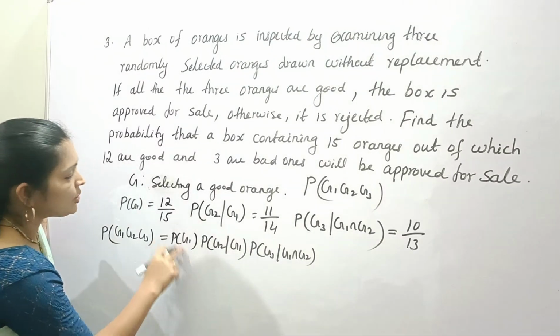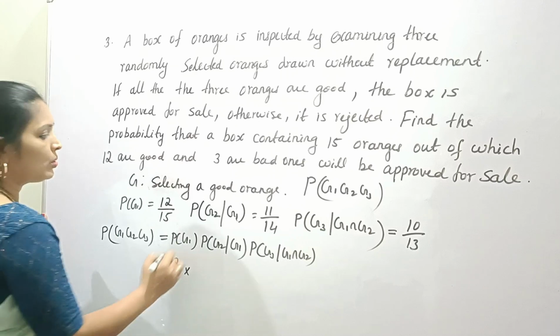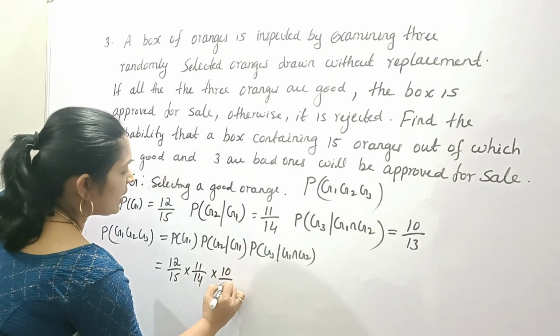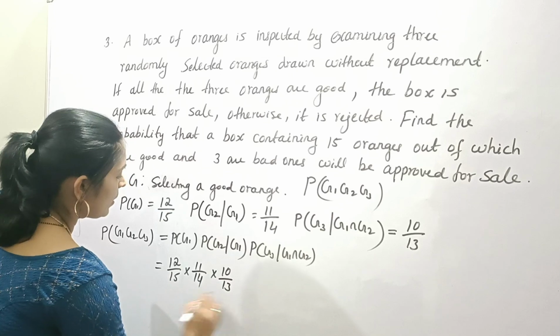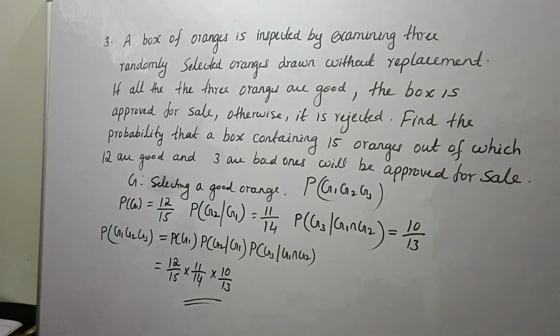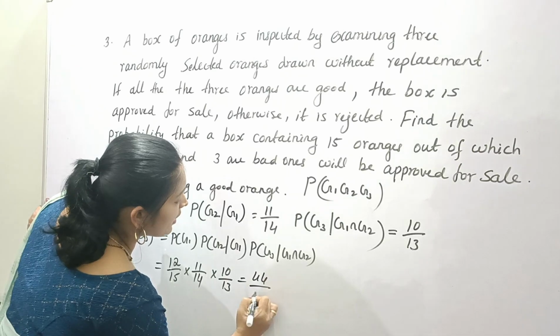So here the probability of G1 is 12 by 15 into 11 by 14 into 10 by 13. Okay, calculate and find the answer. That is equal to 44 by 91. Okay, 44 divided by 91.